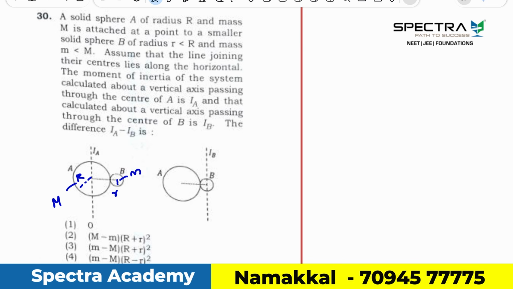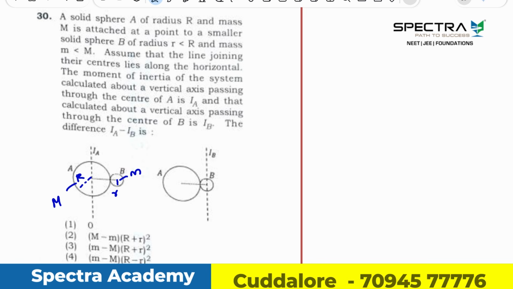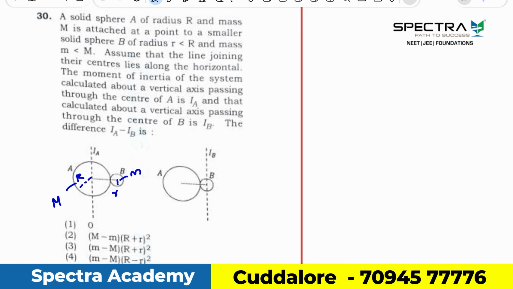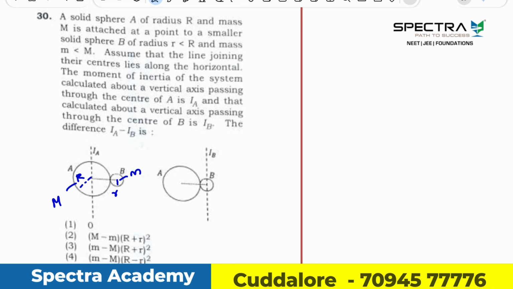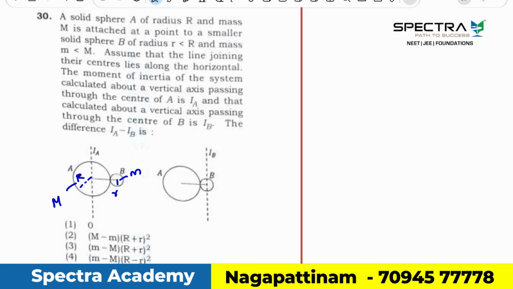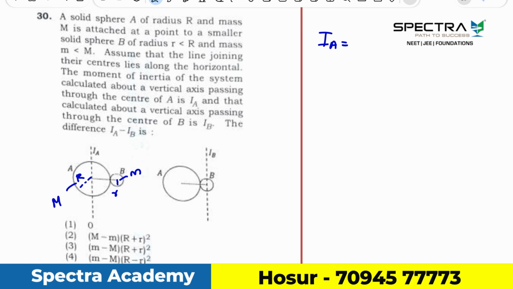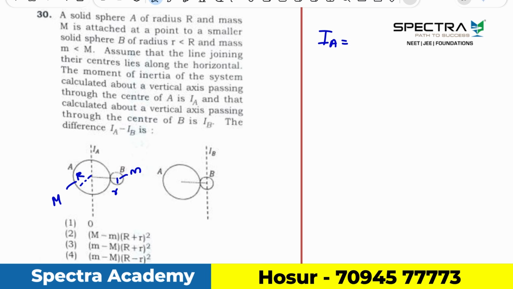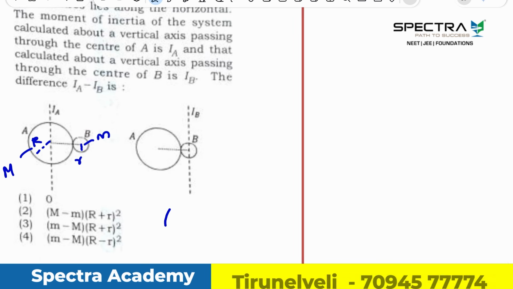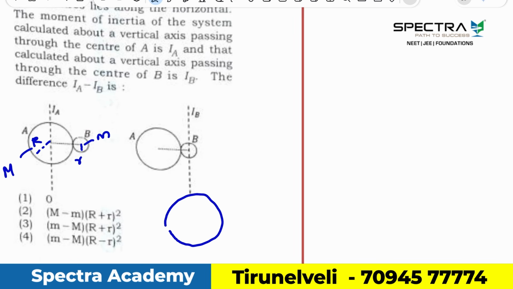The moment of inertia of the system calculated about the vertical axis passing through the center of A is Ia, and that calculated about a vertical axis passing through the center of B is Ib. The difference Ia minus Ib. I need Ia minus Ib. So first of all, what will be Ia? See, when you are finding Ia, you have to be very careful. I'll come to this. Okay, one I will explain in depth, so the other you can understand easily.